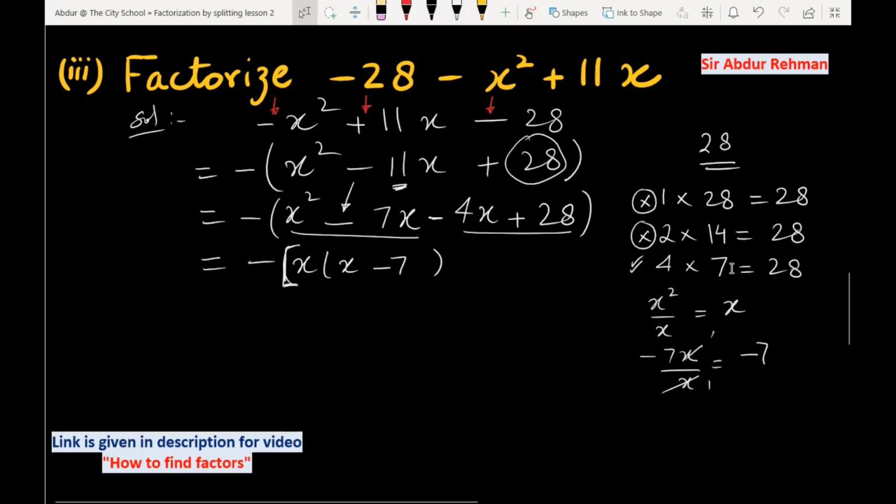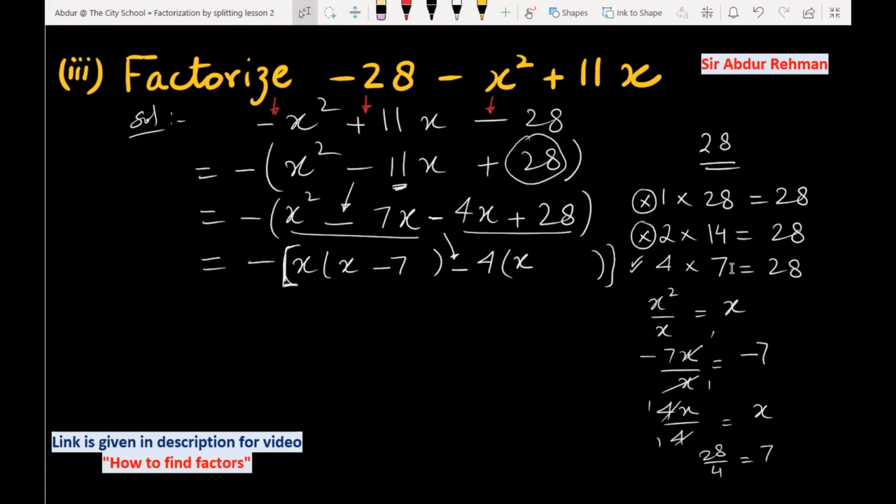In the second group, copy the minus sign first. And in 28 and 4x, 4 is common in the two terms. So I'm going to write 4 and open the bracket. By dividing 4x by 4, you will get x. You have to write x here. And dividing 28 by the common 4, 28 divided by 4 will be 7. Sorry, plus 28 and minus 4, so it will be minus 7 here.